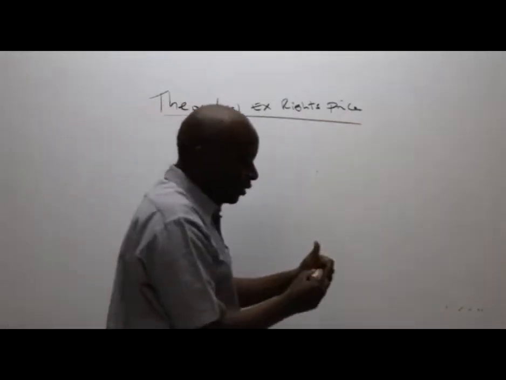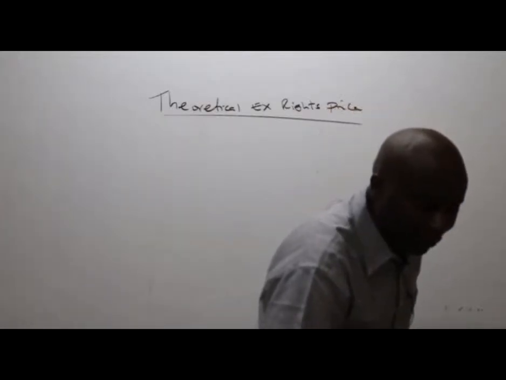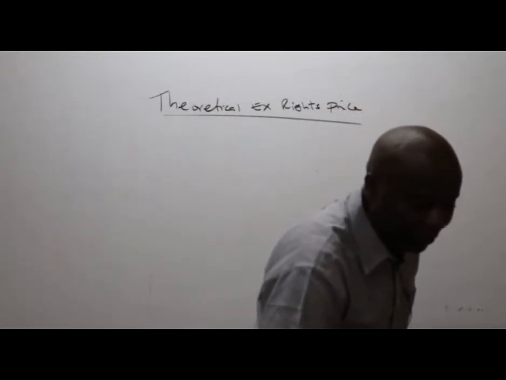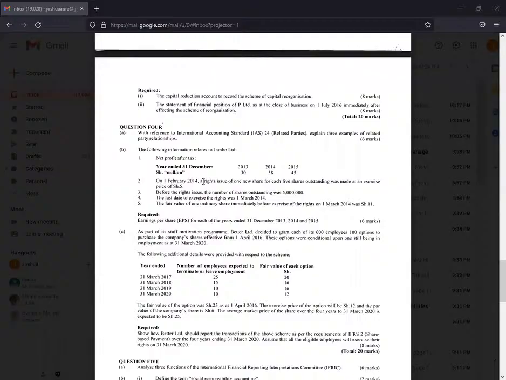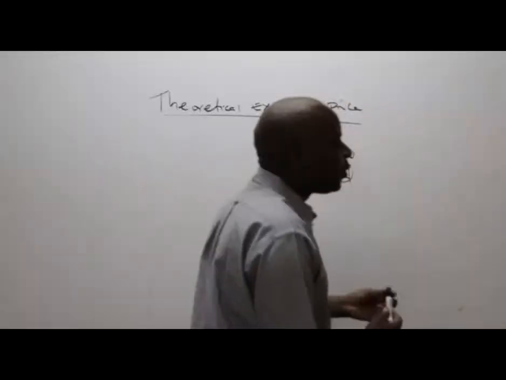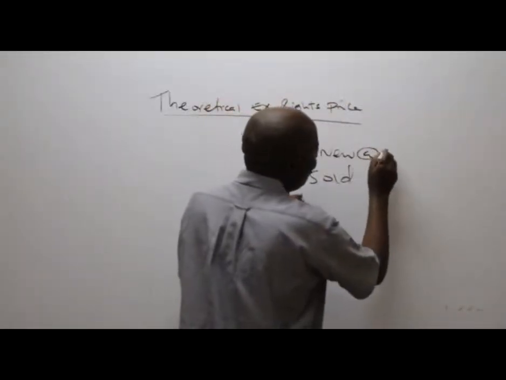Do we have in this case here, have they told us the fraction? Great. I can see students are giving me very many formulas. I can see on 1st February 2014, a rights issue of 1 new share for each 5 shares outstanding. So for each 5 old shares, 1 new share was made at an exercise price of 5. So the new share here is going for shillings 5.